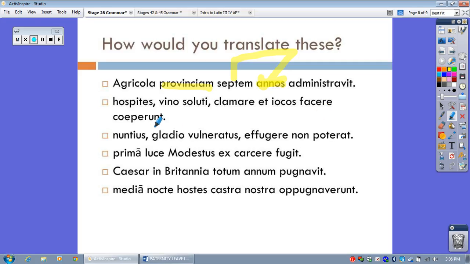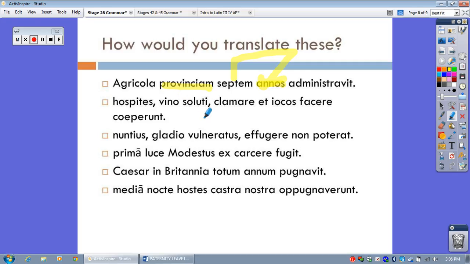So who's the subject? Who's doing the action? It would be hospites, the guests, began to shout and to make jokes. So now the only words that we have to account for are vino soluti.